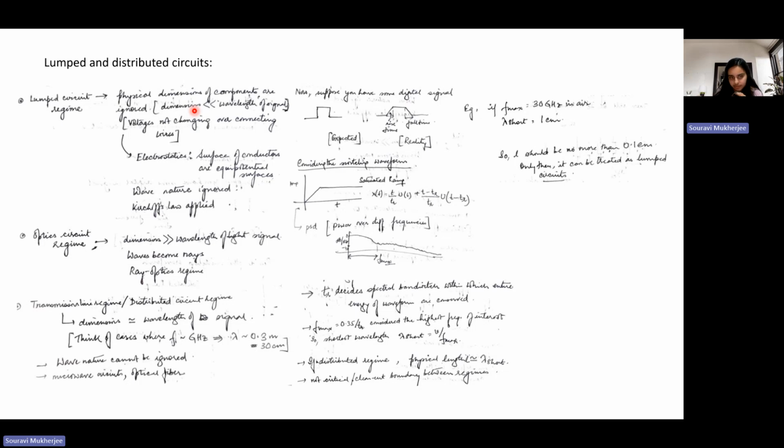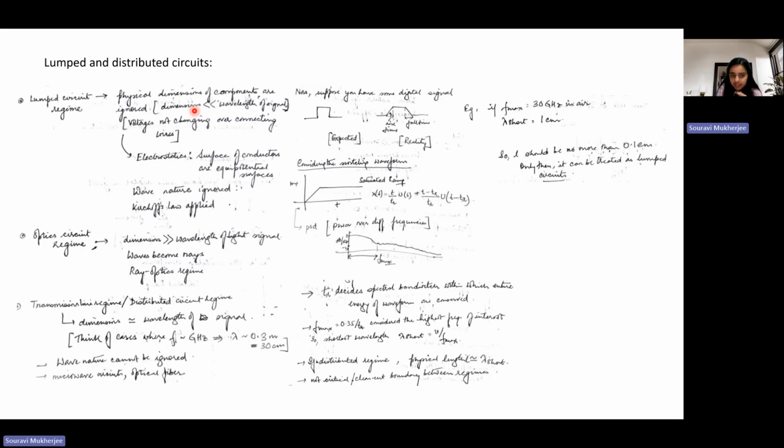Okay. So even in this case, what happens? The wave becomes rays. And even here, because the dimensions are much, much larger, you can actually ignore the wave nature. And this is a typical ray optics regime. Now, for our class today, what we are concentrating on is the transmission line regime or the distributed circuit regime.